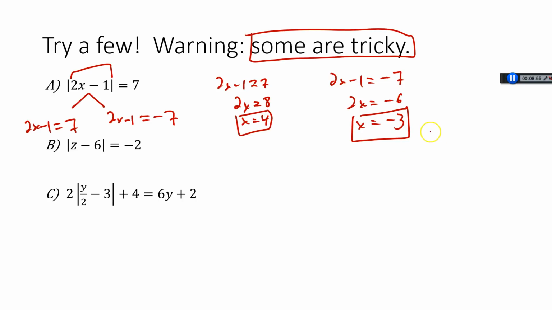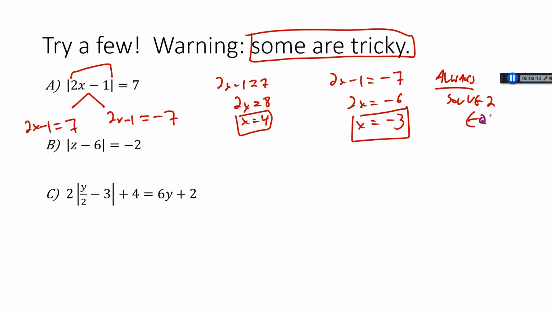Was negative 4 an answer, though? I don't think it was. In fact, if we plug negative 4 in here, we get negative 8 minus 1, which is negative 9. Absolute value of negative 9 is not 7. So that's one of the common mistakes people make. Always, always, always solve two equations.